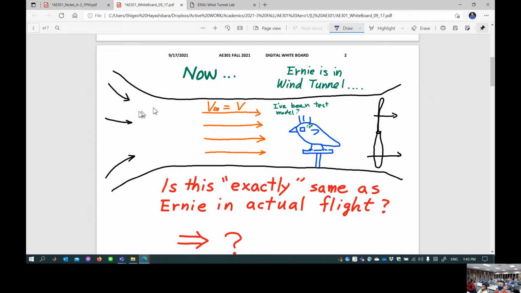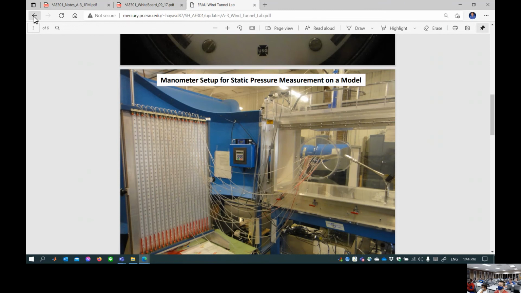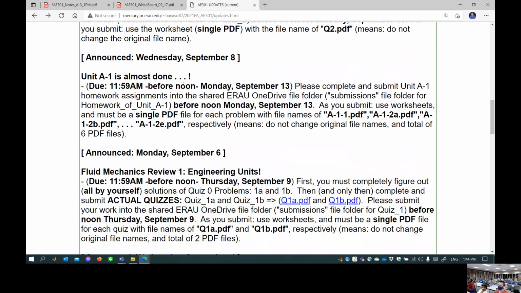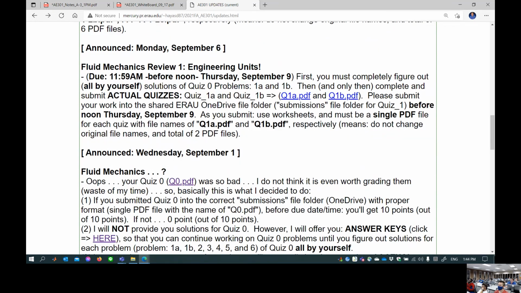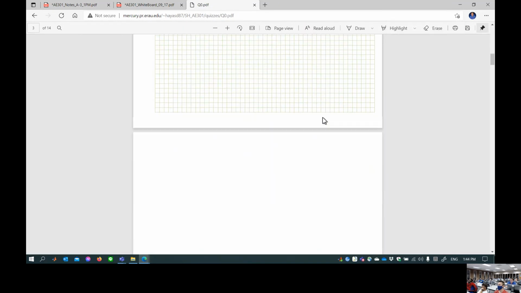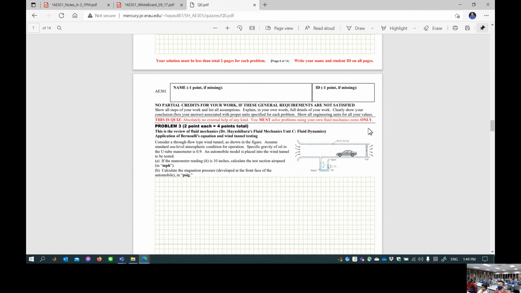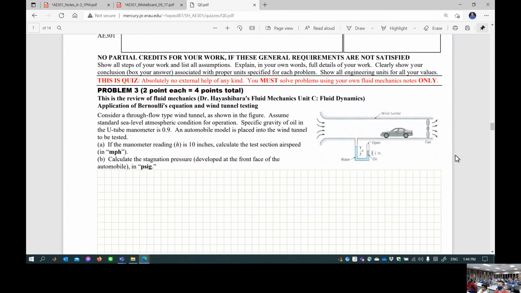Okay, so I have a question here. Let's take a look at quiz 0. I don't want to touch quiz 3 because it's your work. So quiz 0, problem 3. Let's take a look at it. Lots of people try to solve this problem using Bernoulli's equation.